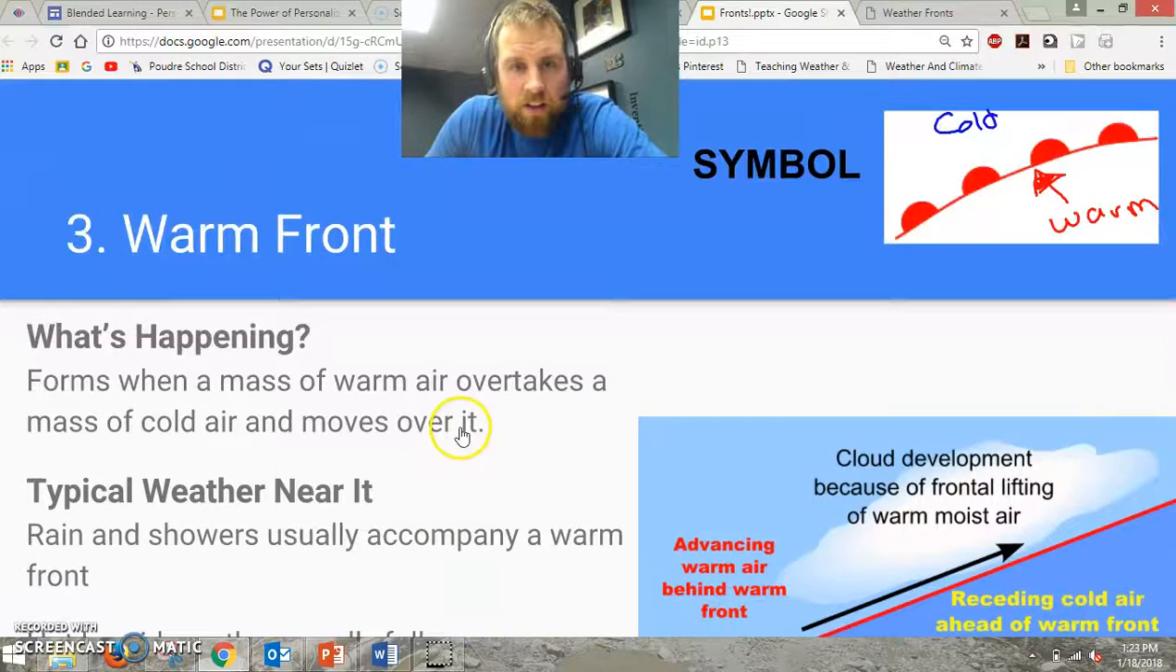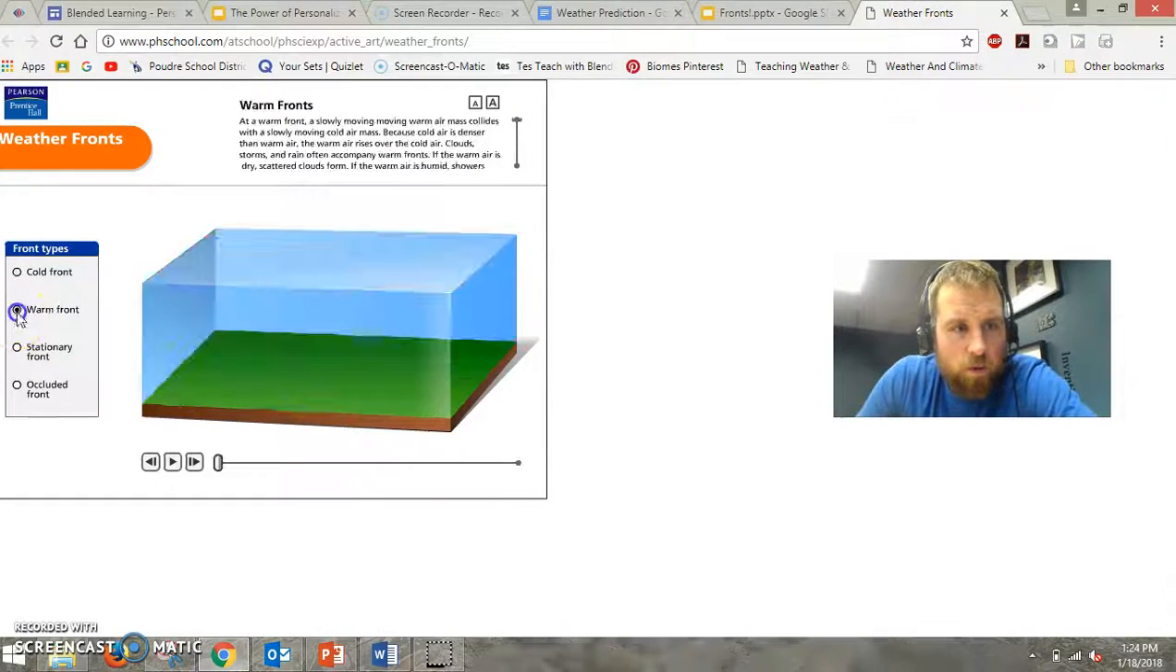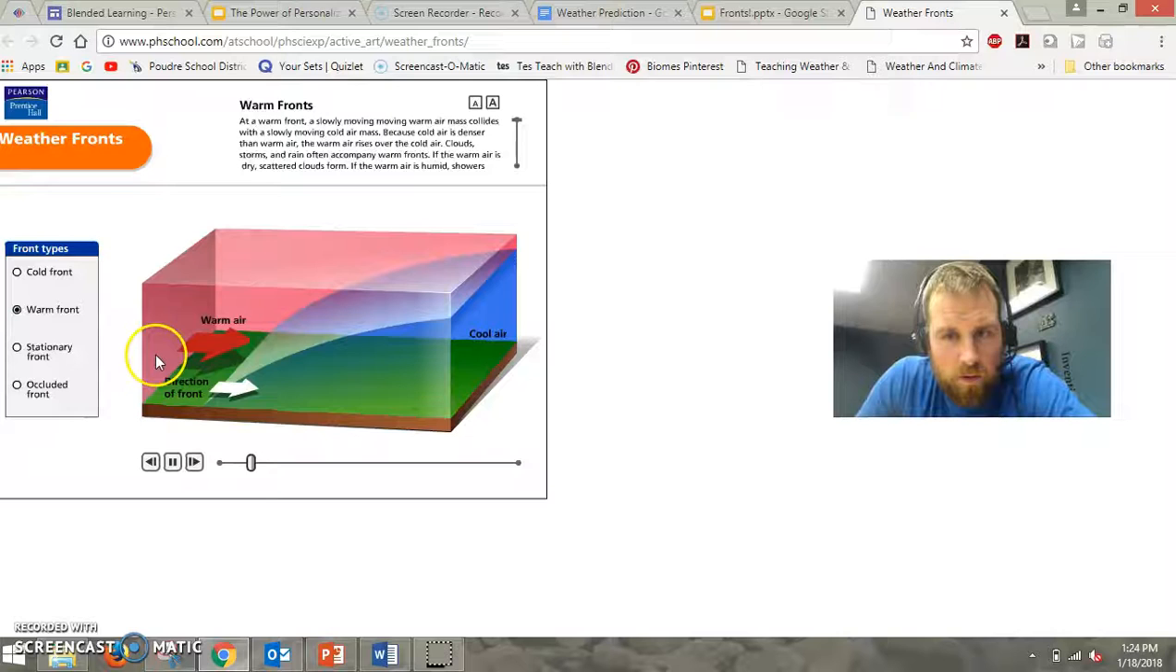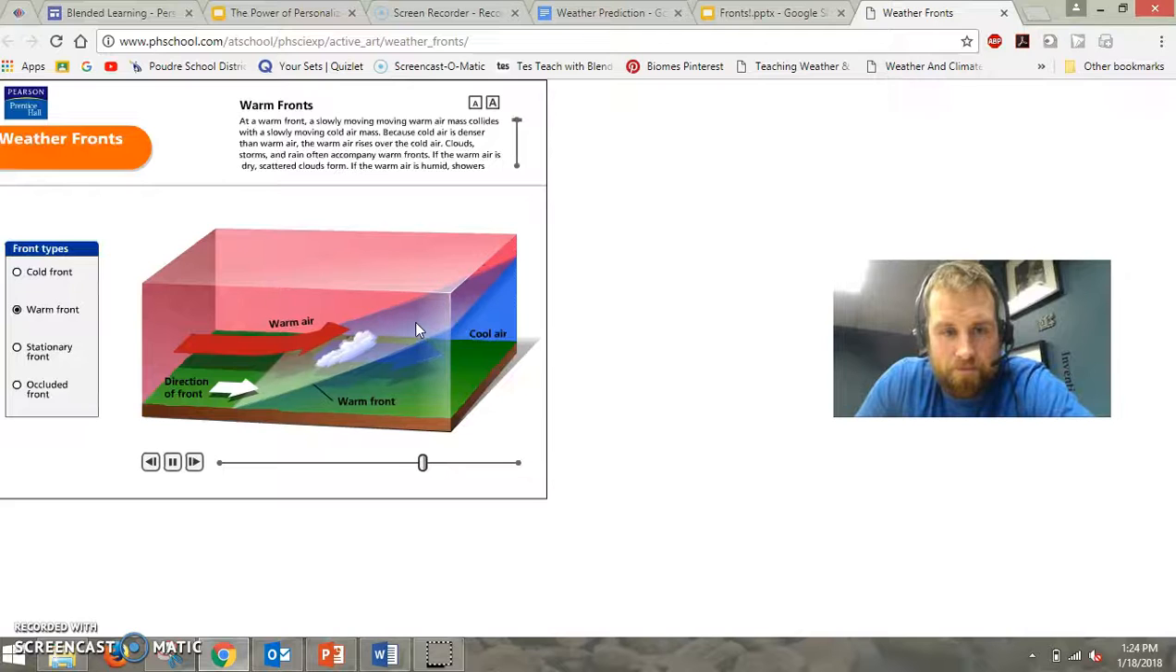Let's look at a quick diagram. Okay, so here's a warm front. Again, you can see warm air is overtaking the cold air. As it hits that cold air, it starts to rise. It's got some moisture in it, so it forms clouds. You get rain. You get the idea here. So here's a warm front.